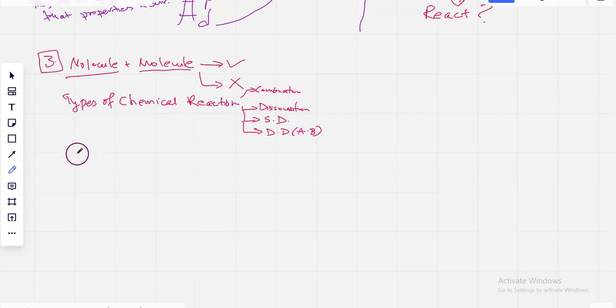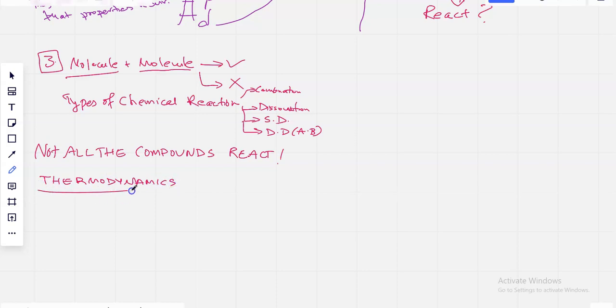But before, and once you introduce your students to chemical reactions, the important thing is to let them know, like I said before, that not all the reactions happen, not all the compounds or elements react when they come in contact, okay? And what determines this? And then we go to this whole field of thermodynamics. Okay? What determines whether or not a chemical reaction will happen?